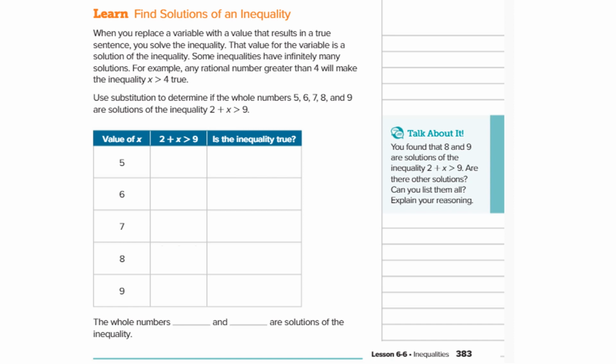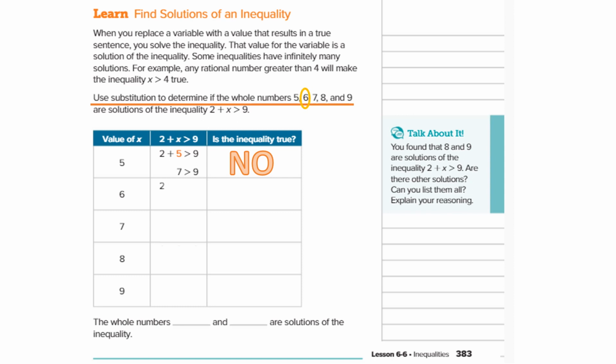and just see if it's going to make a true statement or not. So if I have 2 plus x is greater than 9, and I plug the 5 in to that inequality, what do I get as my answer? Well, I would have 2 plus 5 is greater than 9. And then I solve for that. 2 plus 5 is 7. Is 7 greater than 9? Well, no. So 5 can't be a possible answer.